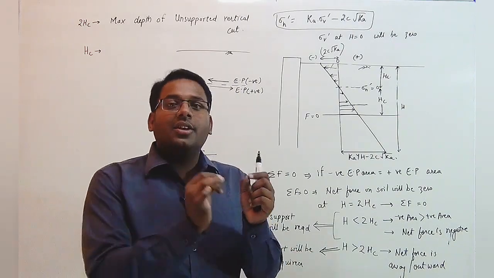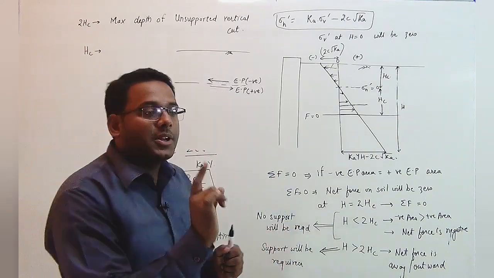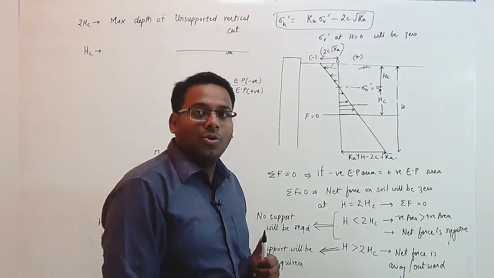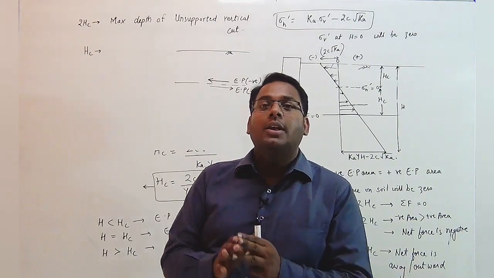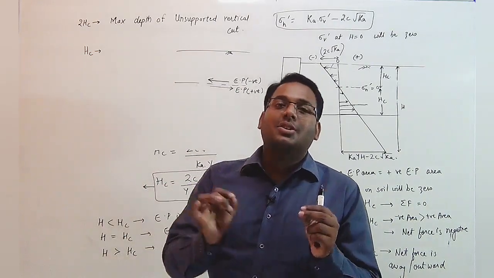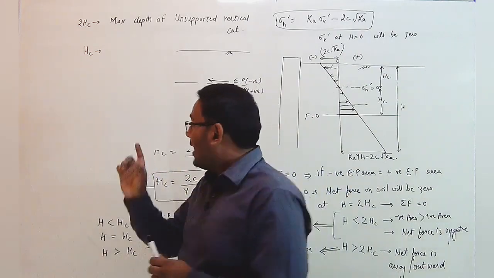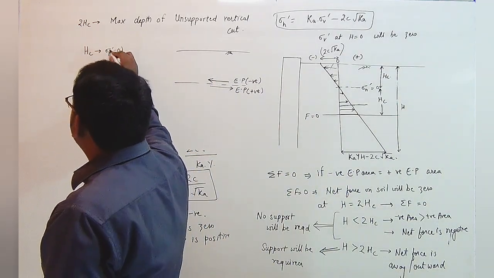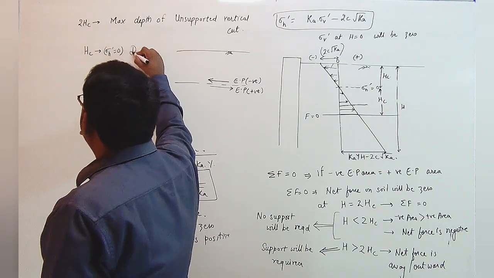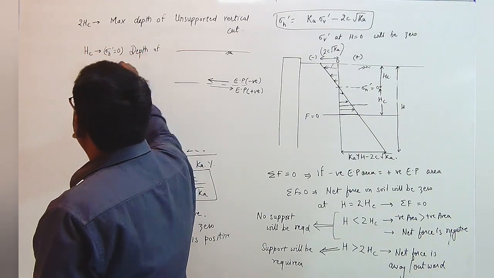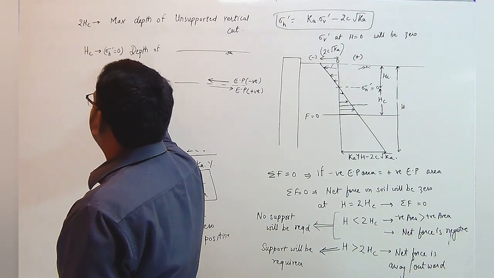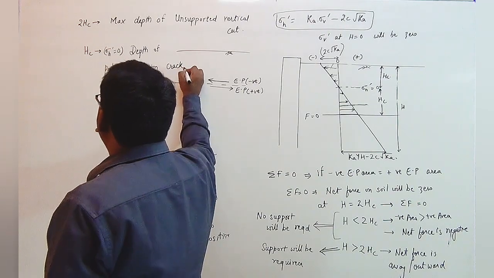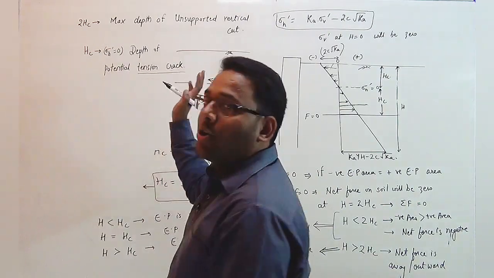This generally occurs at a depth where earth pressure becomes equal to 0, and that particular depth is known as the depth of potential tension cracks. The depth HC where sigma H dash is equal to 0 is known as the depth of potential tension cracks.